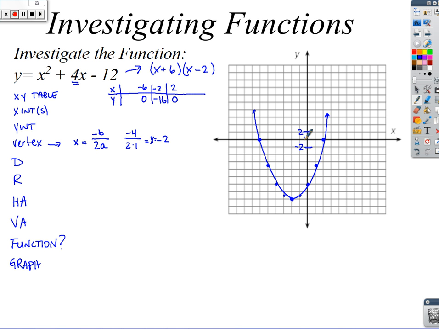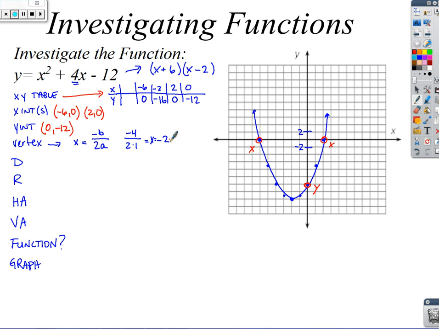So now I have a table. You know, as long as I have a few values in there, I'm okay. It looks like my y-intercept is going to be 0, negative 12. So I'm starting to fill in some of these pieces here of my investigation. So xy table I have. X-intercepts I found to be negative 6, 0, and 2, 0. Y-intercept I just found to be 0, negative 12. Here's my y-intercept. Here are my x-intercepts.